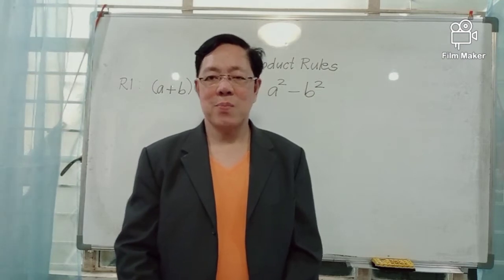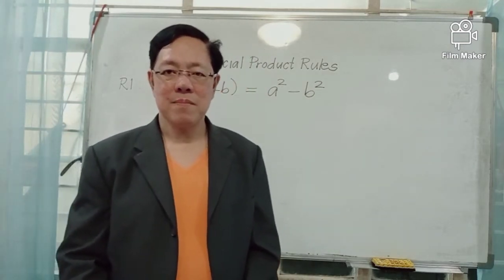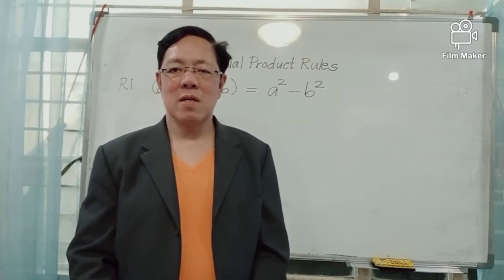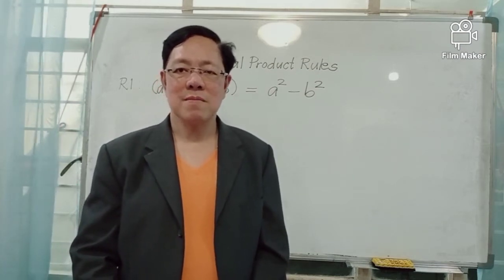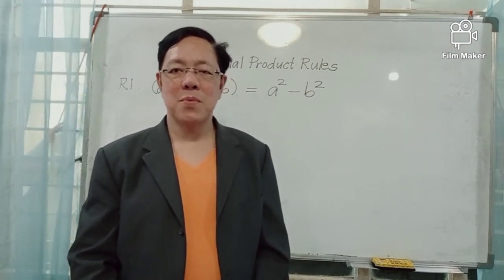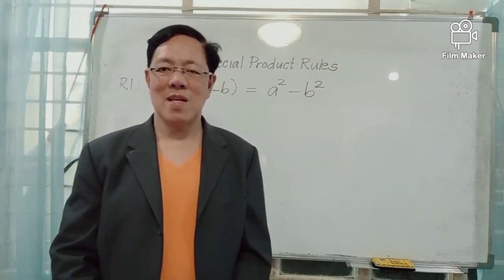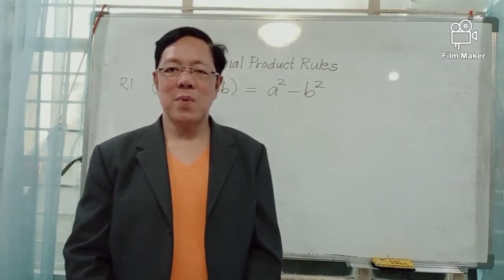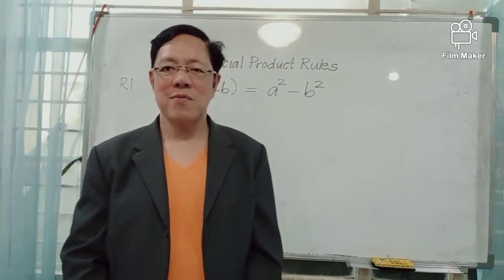The first one is the product of a sum and difference. In this special product rule, we are multiplying two binomials. The first binomial is a sum of two terms, and the second binomial is a difference of two terms. That's why it's called the product of a sum and difference.